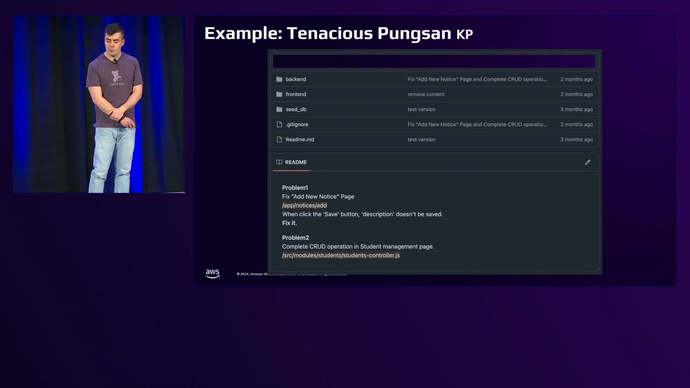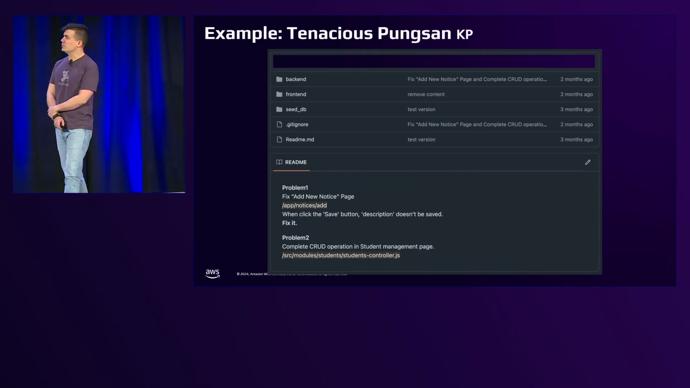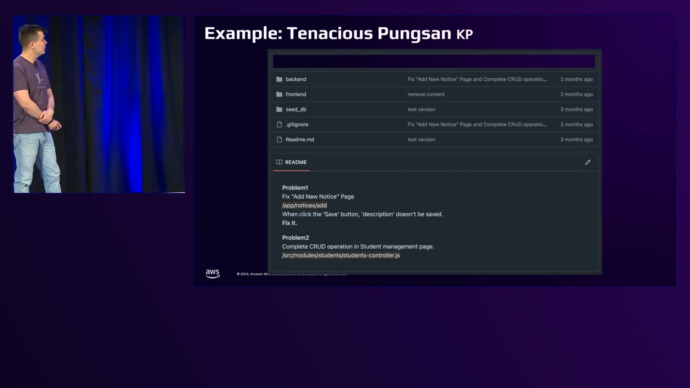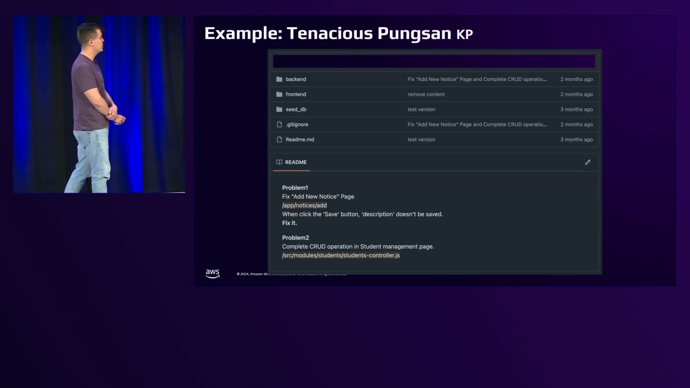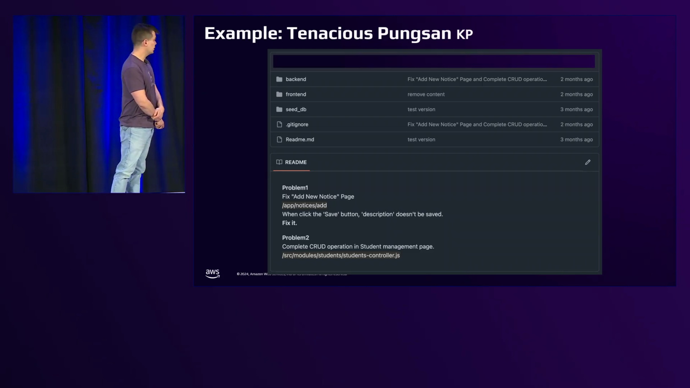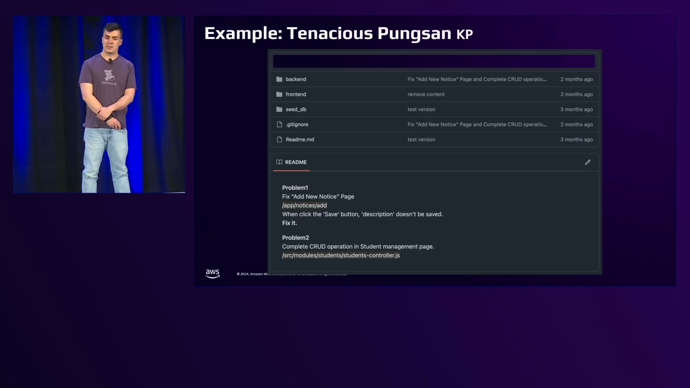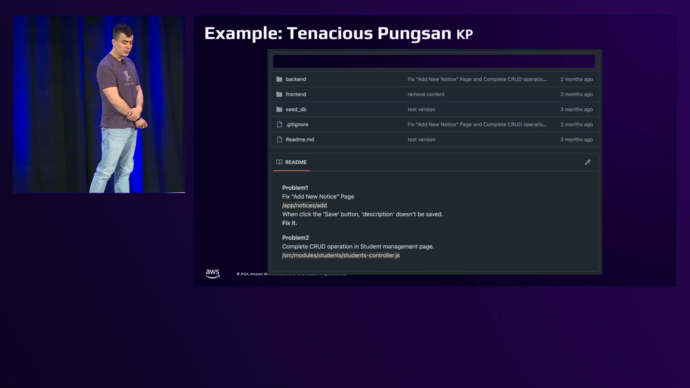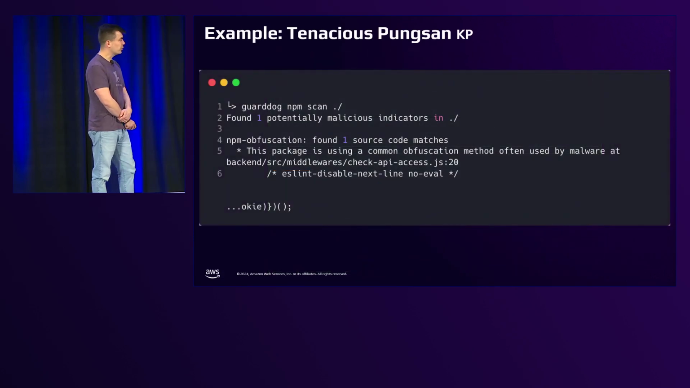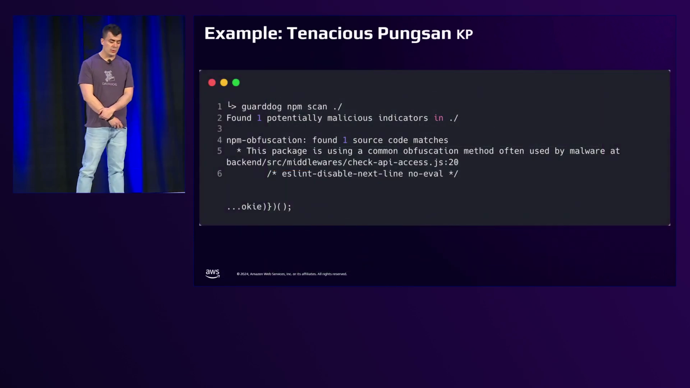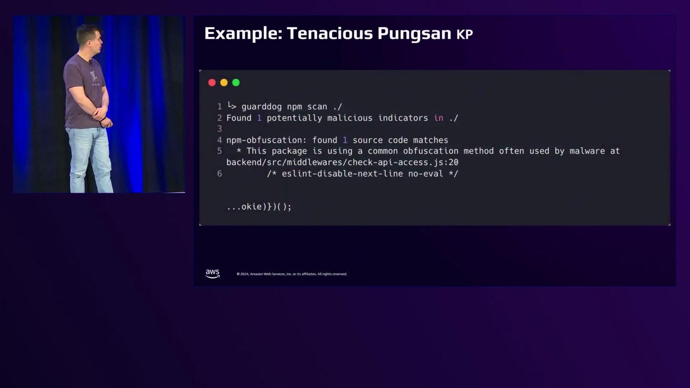Here's one of the GitHub repos for one of the job interviews. I redacted a lot of the information just to protect the person that did it. But basically, they git cloned it. And as you can see in the README, they had 2 problems they needed to fix to pass this interview. It's mostly an NPM or node package. And if you run GuardDog over it, it found something pretty peculiar in one of the files.